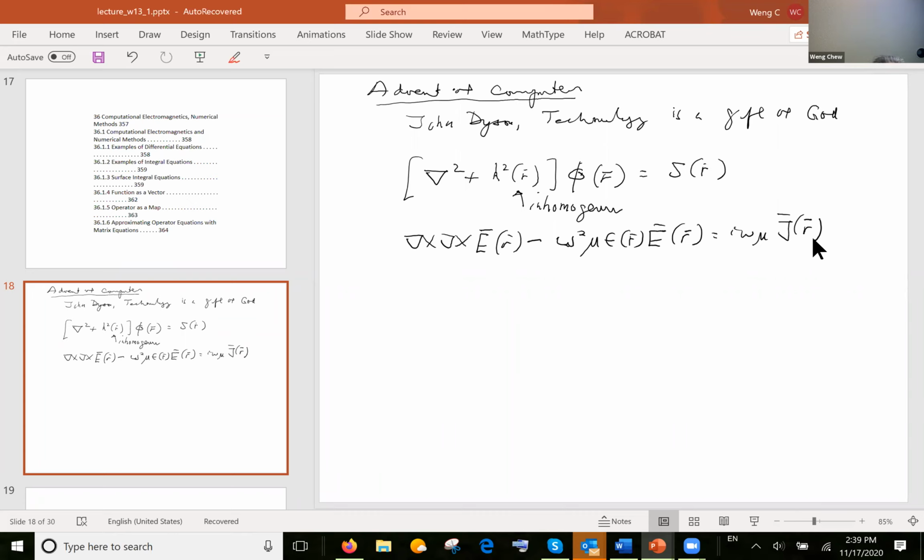Or Green's function technique. So let's think of this as a linear operator equation. You can think of these equations as being solvable if you define them in terms of a linear operator, where the linear operator L can mean this operator in the scalar wave equation, or it can mean this operator, the differential operator minus omega squared mu epsilon, in the vector wave equation.